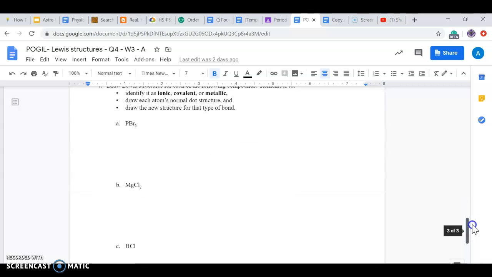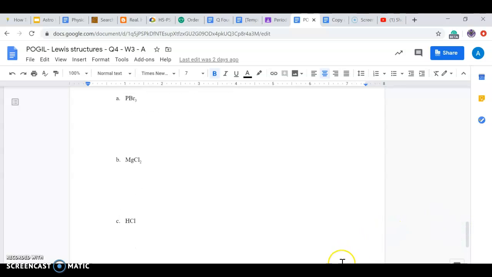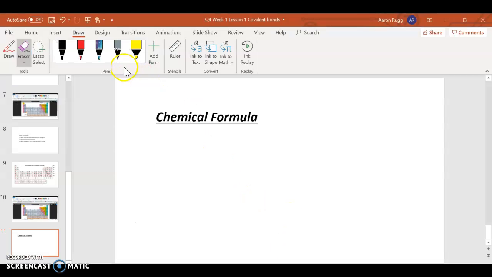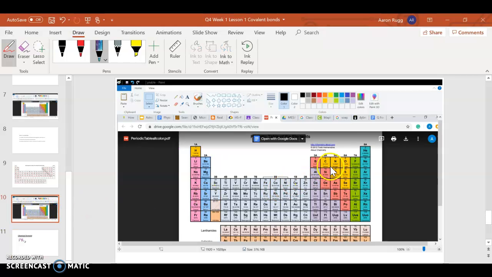So if we're looking here, let's look at the ones that I assigned you. I gave you guys a total of 3 to work on. All right. So let's start with PBr3. So phosphorus is over here, you've got to find it right here, and bromine is over here. So now we have a nonmetal and a nonmetal. All right, so we know that's covalent, right?